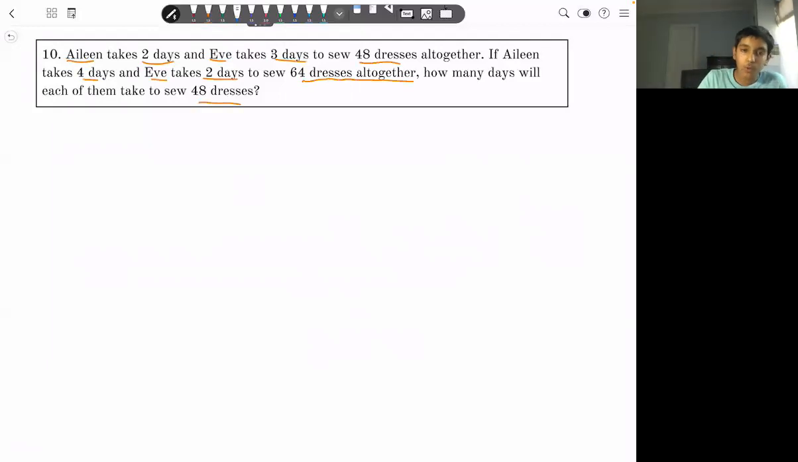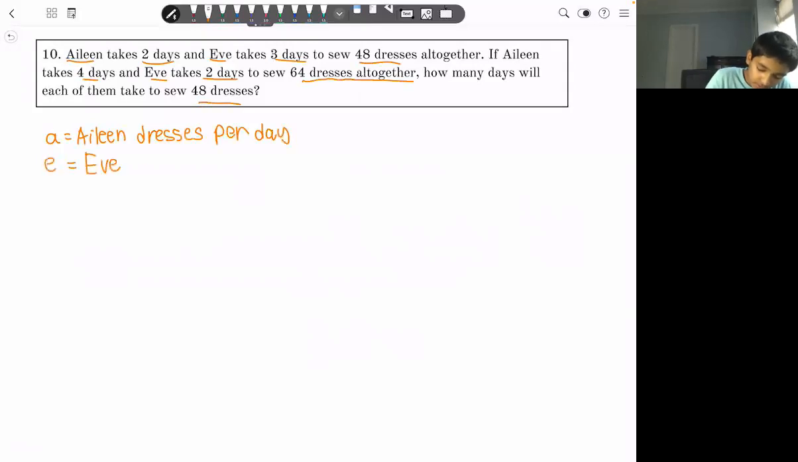Okay, so what variables can we assign in this problem? Our variables: let's say A is the number of dresses Eileen can do in one day, and let's say E is the dresses that Eve can do per day. Okay, so now let's use these variables.